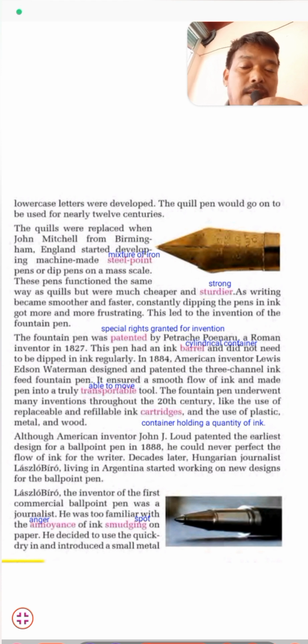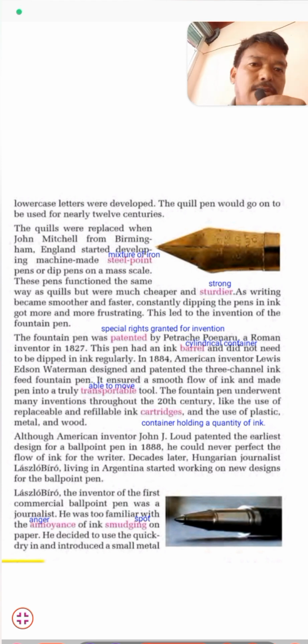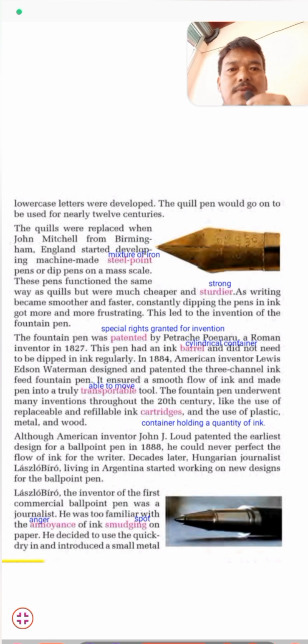But constantly dipping the pen in ink became more and more frustrating. It was frustrating when they had to dip the pen again and again. This led to the invention of the fountain pen. After this, the fountain pen was discovered.